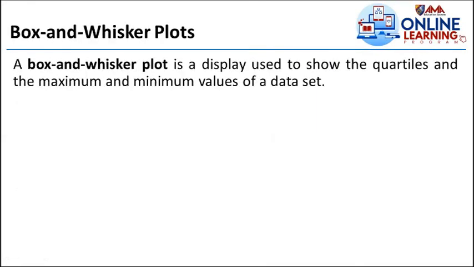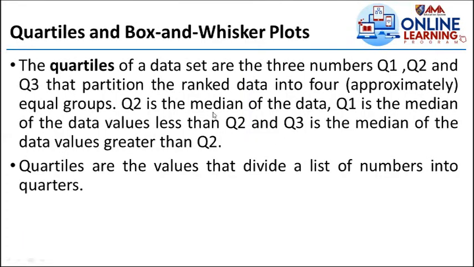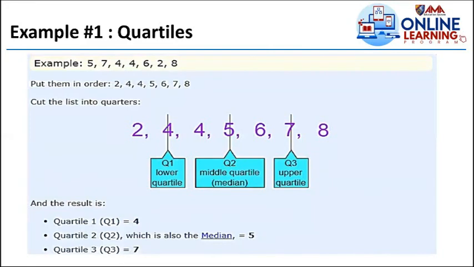So, box and whisker plot. A box and whisker plot is a display used to show the quartiles and the maximum and minimum values of a dataset. So, example, no? We have 5, 7, 4, 6, 2, 8. So, again, we're referring to the median. Kaya paghanap po ng quartile, we are going to arrange our data from least to greatest. Okay? So, pag in-arrange po natin ito, 2, 4, 4, 5, 6, 7, 8. How many elements do we have? 1, 2, 3, 4, 5, 6, 7.